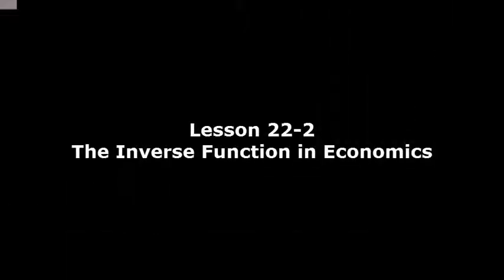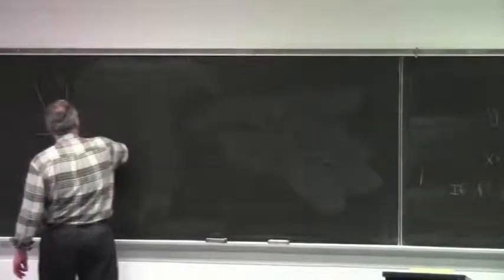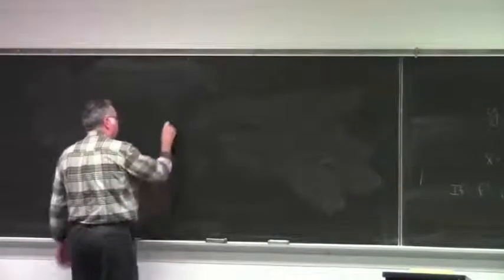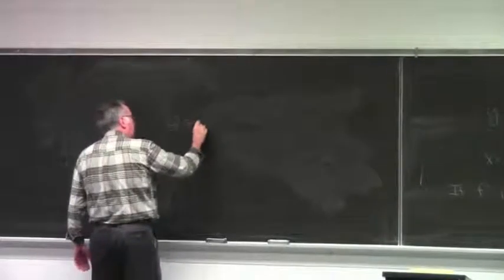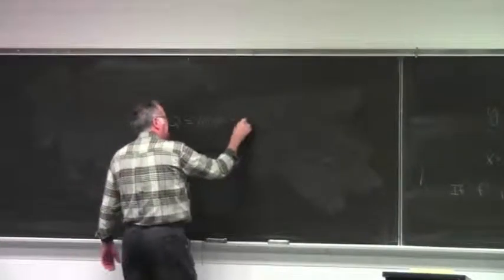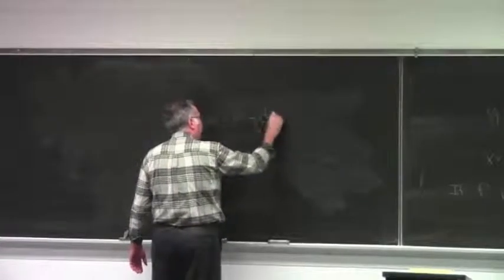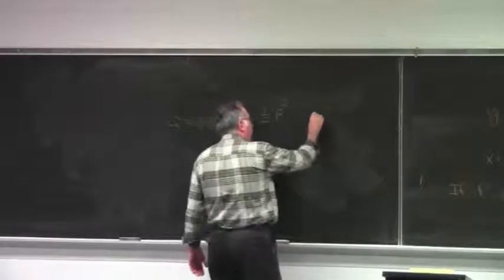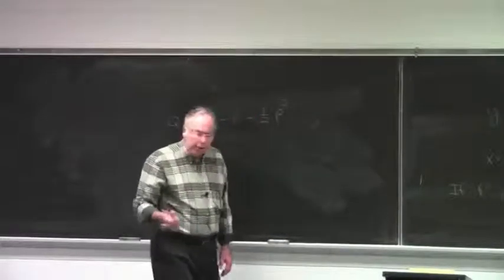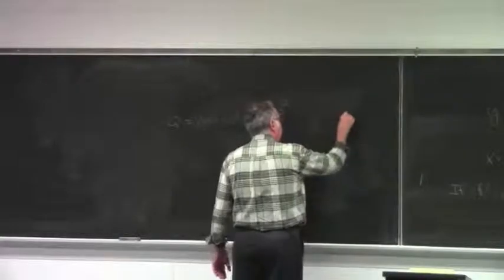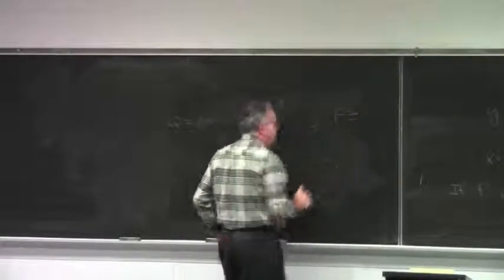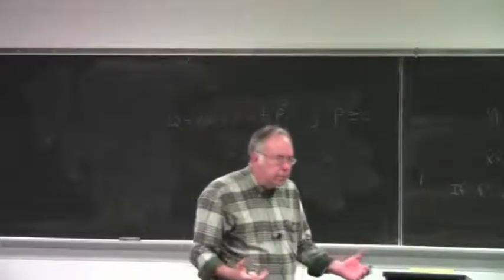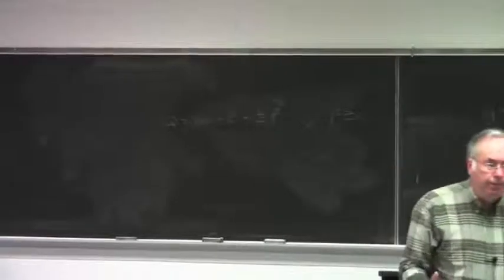Let me give an economic example of this. Suppose we have this demand function: Q equals 100 minus P minus 1/2 P squared. And now we're going to make the domain, since P is price, we're going to say the price has to be greater than or equal to 0. We're going to restrict the domain to just be values of price greater than or equal to 0.